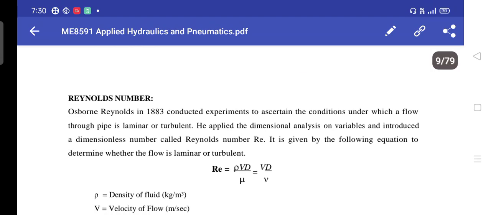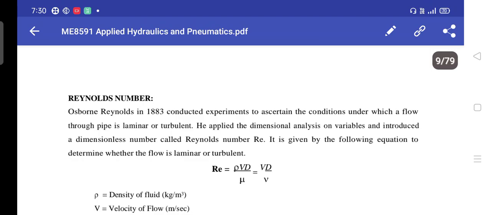Then Reynolds number. Actually the Reynolds number is preferred. It's a dimensionless number. Dimensional analysis applied on the variables introduced a dimensionless number called Reynolds number. It is given by the following equation. It determines whether the flow is laminar or turbulent.